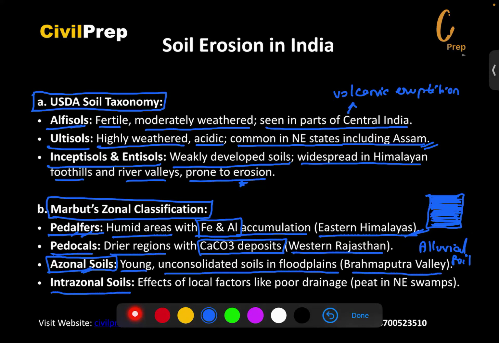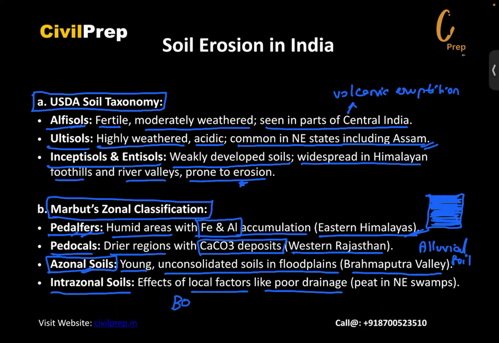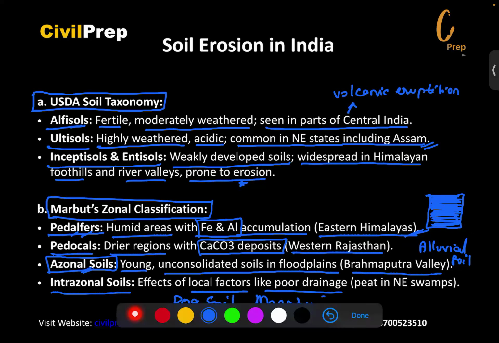Then intrazonal soil, which is present in between the zonal soils. For example, local factors like poor drainage result in the formation of bog soil or marshy soil. For example, peat in the northeastern swamp region.